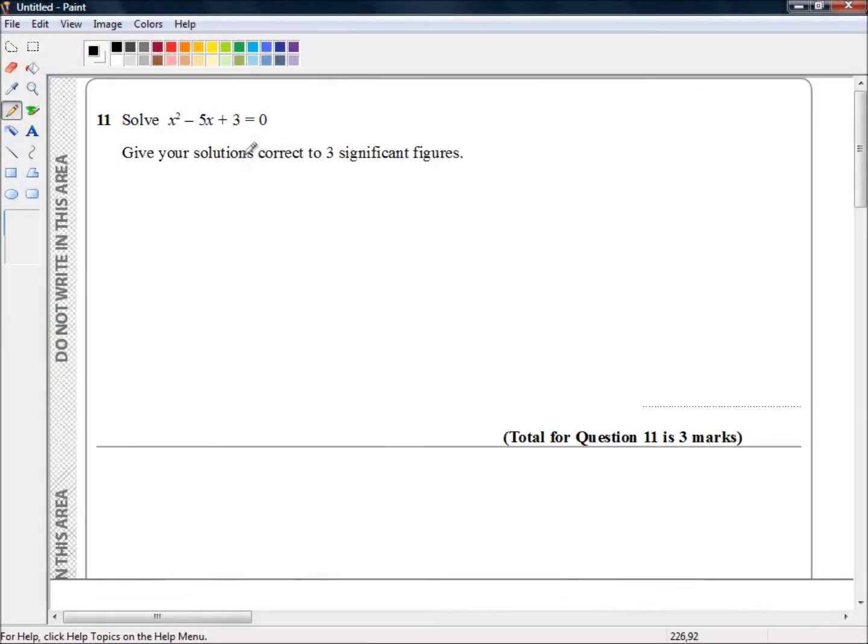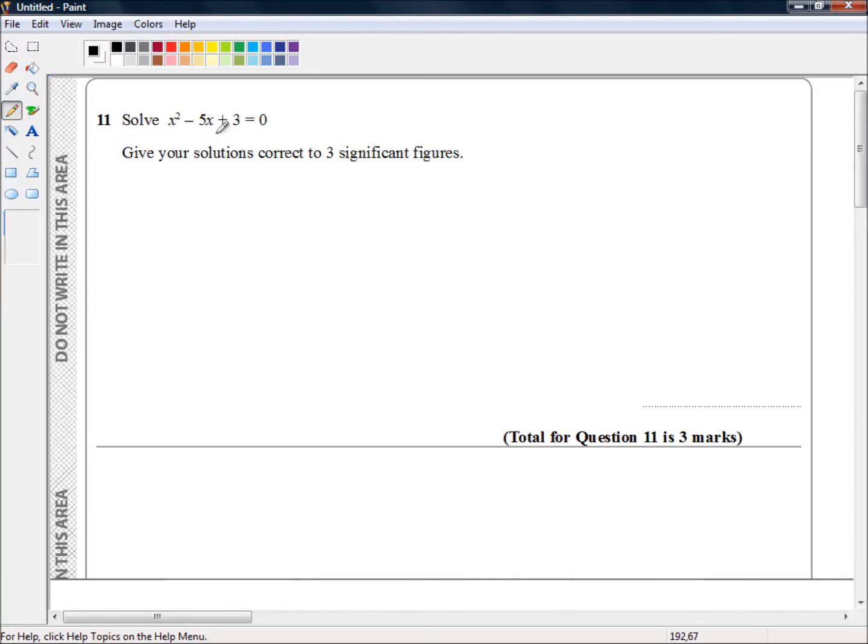Hello and welcome to the new style Edexcel GCSEs. These are the ones that go from grades 9 through to grades 1. This is paper 1MA1/3H. It's the third paper in the higher tier. It is a calculator paper, so we are allowed to use calculators, and we're picking up in question 11.